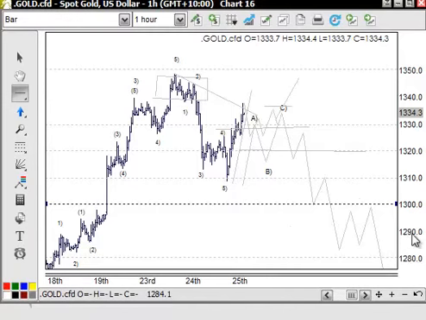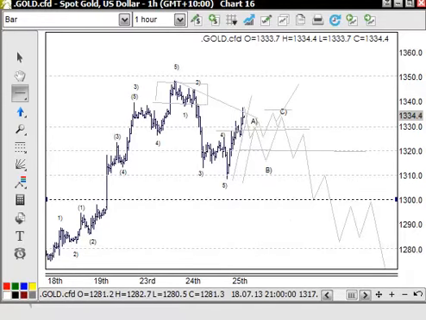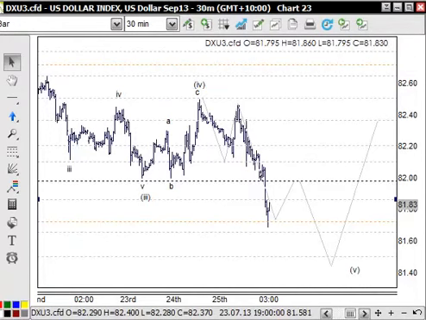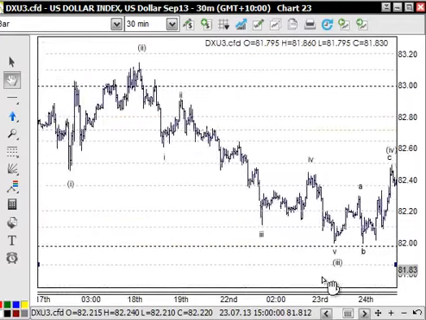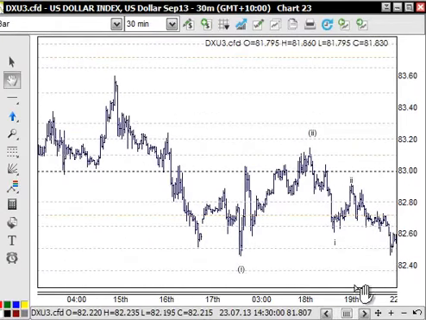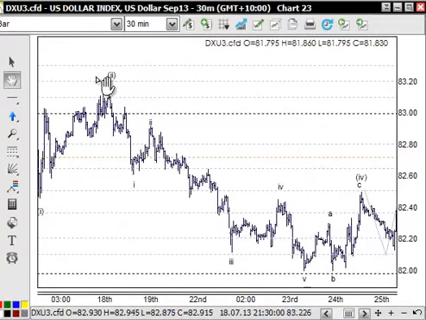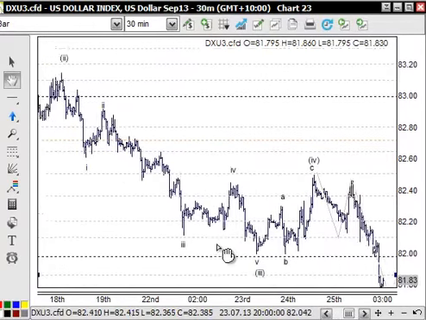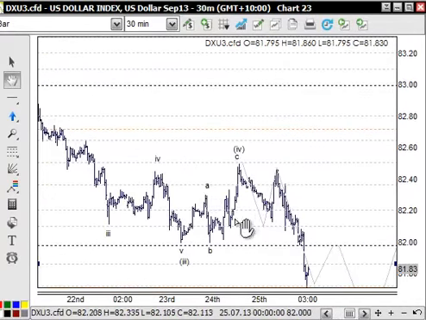So, alrighty, let's have a look at FX. Okay, looking at the US dollar here, it's still got a little way to go down. We're looking from this point of view here in terms of down for 1, back for 2 here, and then 5 waves down here for wave 3, and the A, B and C here for 4.